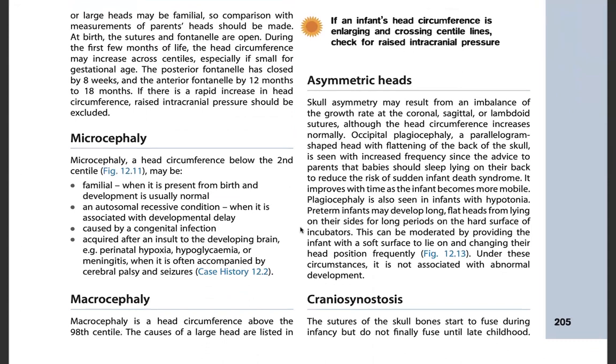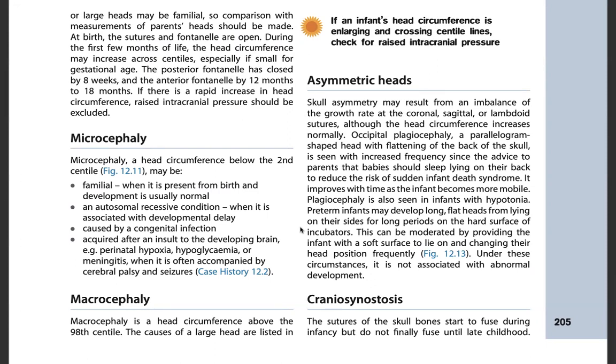Asymmetric head: skull asymmetry may result from an imbalance in the growth rate at the coronal, sagittal, or lambdoid sutures. Although the head circumference increases normally, occipital plagiocephaly, a parallelogram-shaped head with flattening of the back of the skull, is seen with increased frequency since the advice to parents that babies should sleep lying on their back to reduce the risk of sudden infant death syndrome. It improves with time as the infant becomes more mobile.